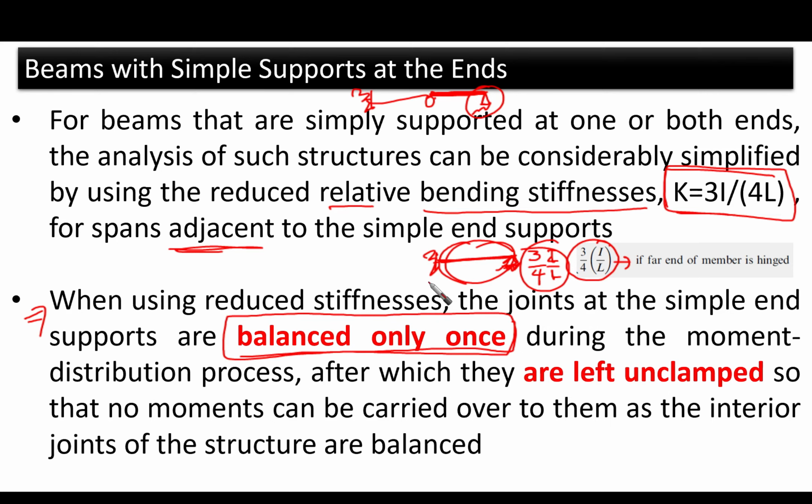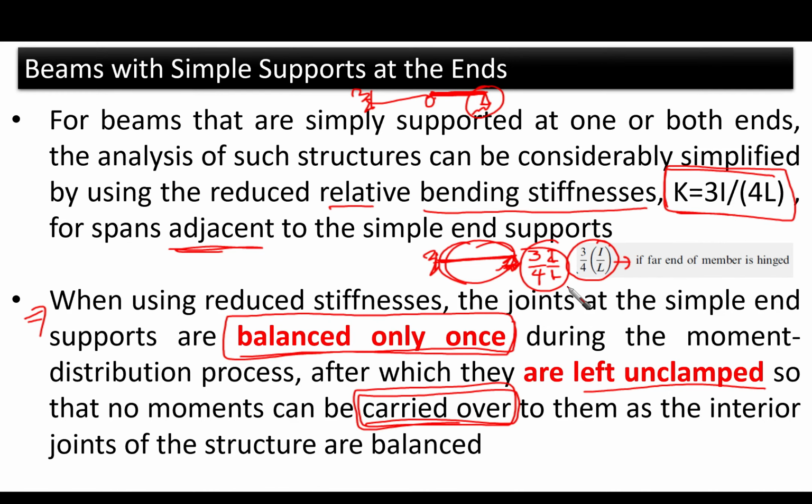Well, I'm going to explain it through the example, but remember very well that for the far end hinged, or simply supported, this would simplify the process by balancing it only once. We're going to balance it only once during the moment distribution process, after which they are left unclamped, as if they are not clamped, so that no moments can be carried over to them. So also we are not going to give them any moments, because they are simply supported. You can imagine this.